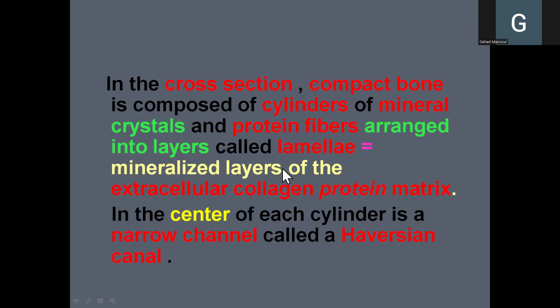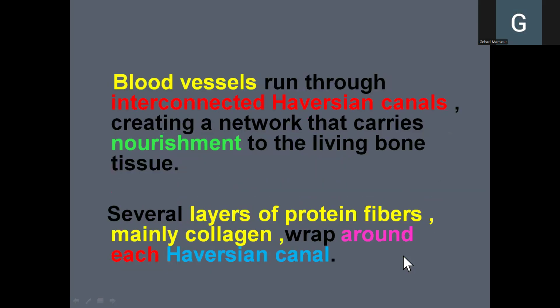So the lamellae are mineralized concentric layers of what? Of collagen matrix. The matrix is the soft tissue where we are going to deposit the minerals. In the center, we have a narrow channel, as we said, that is called the Haversian canal, and the blood vessels run into the Haversian canal, but they can also run through the interconnected Haversian canals, the oblique transverse canals that connect the Haversian systems together, and they are, of course, responsible for nourishment.